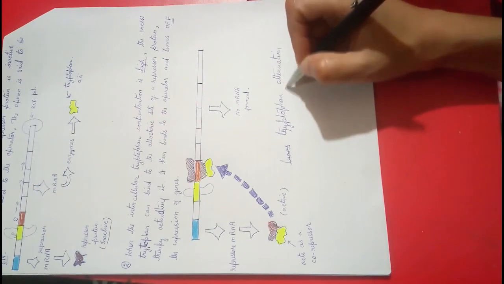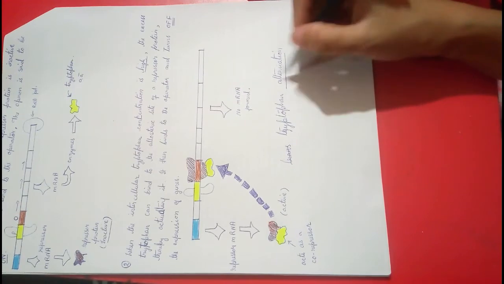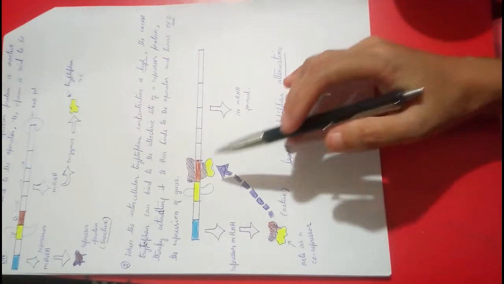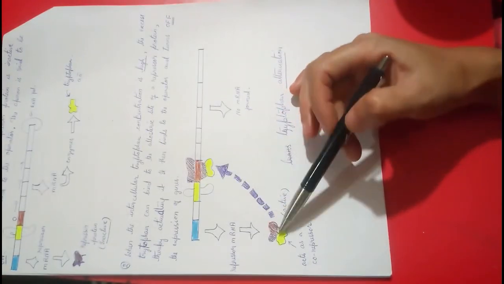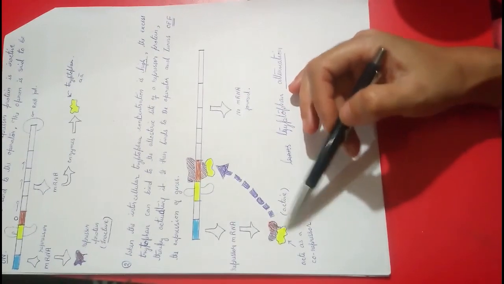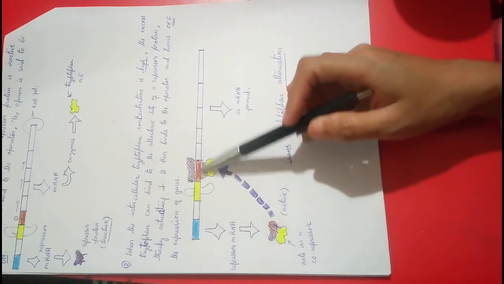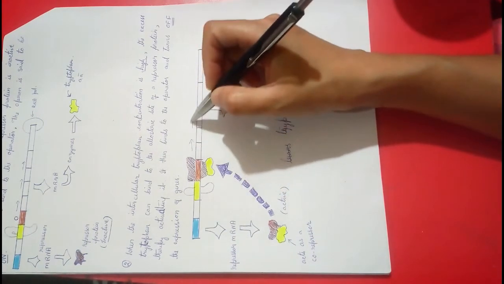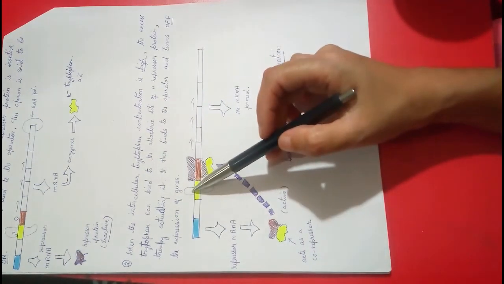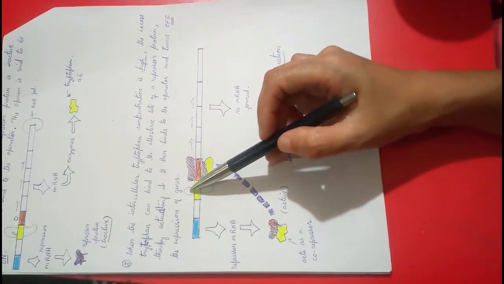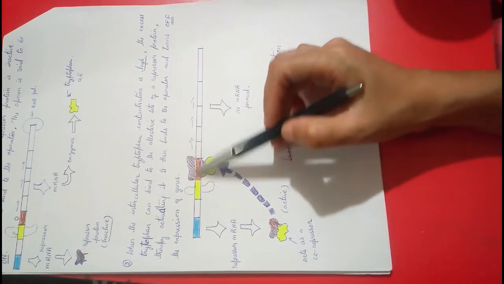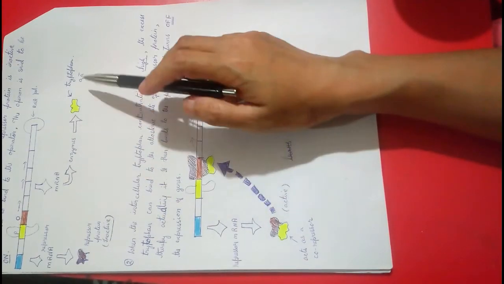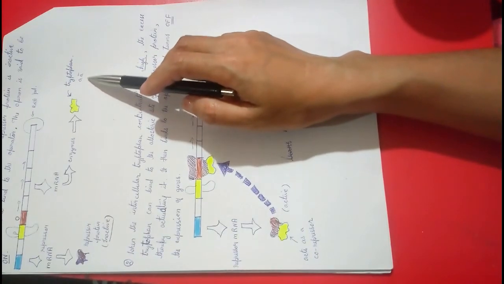Okay, the attenuation process. What is this? This is very important, girls, for you to understand. Sometimes even after the repressor protein binds to the operator, the transcription process can still occur. That means the RNA polymerase can still slide down through the gene and continue with the transcription process, and the tryptophan will continue to be synthesized.